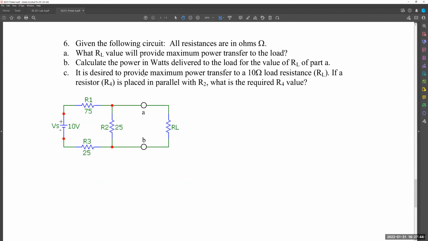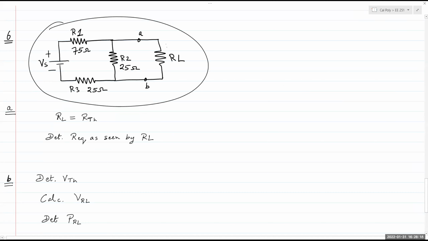So in this question, 6A, you're being asked to find the value of RL that will provide maximum power transfer to the load. Understanding the question is the most important part, right? What value would provide the maximum power transfer? Well, when RL is equal to RTH of the circuit. And so all you need to do is find the Thevenin resistance of this circuit as seen by the load resistor RL.